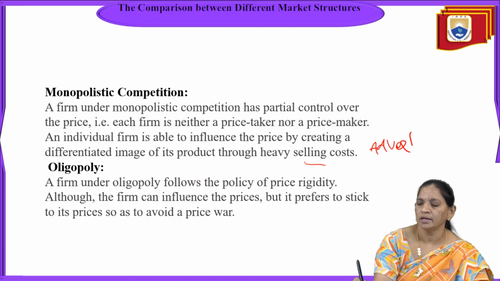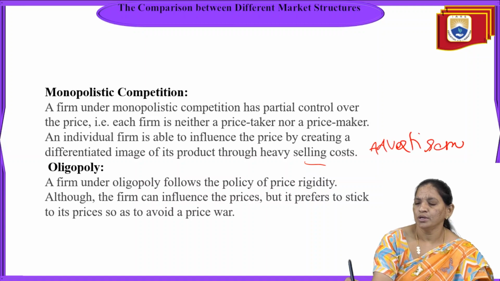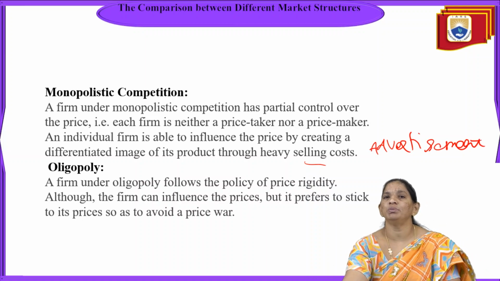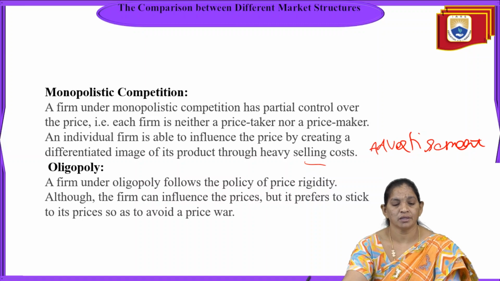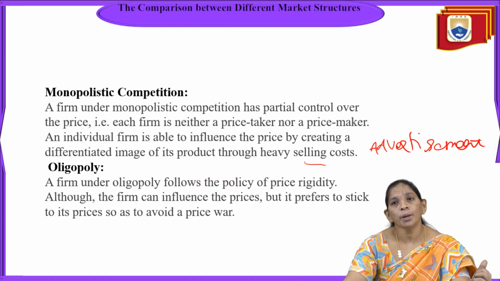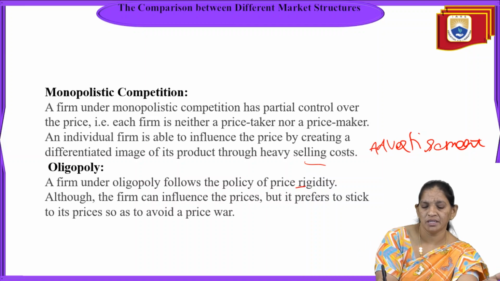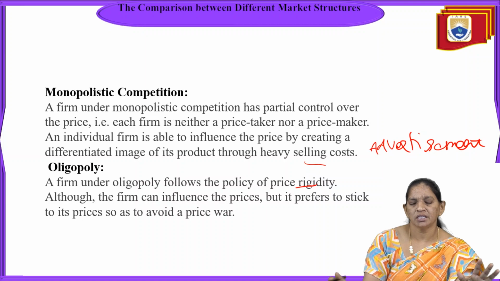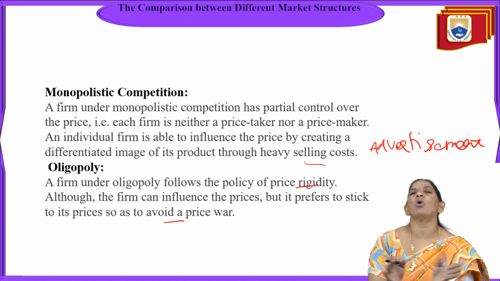What we call an advertisement. So due to the advertisement, the product differentiation could be identified in the market. And the next one is oligopoly, where price rigidity is maintained. Although firms influence the prices, oligopoly means few sellers, who prefer to stick to their prices and want to avoid a price war.